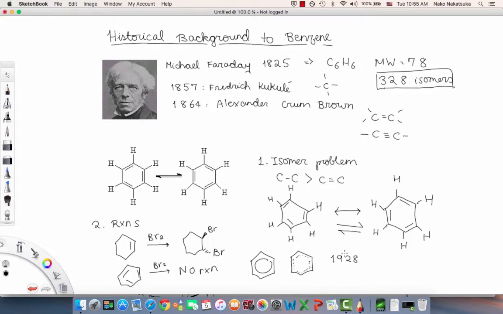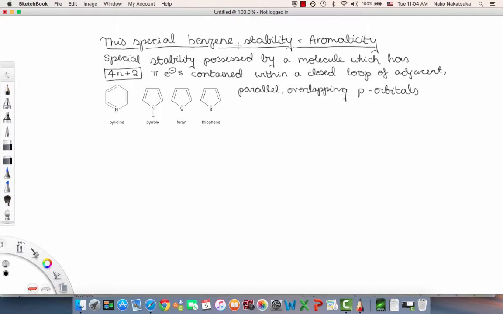So what's so special about Kekulé's benzene? Well, first of all, it took forever to figure out the actual structure, but it can actually explain its special stability via resonance, via conjugation, and we can actually measure this special stability via catalytic hydrogenation. This special benzene stability is what we call aromaticity.